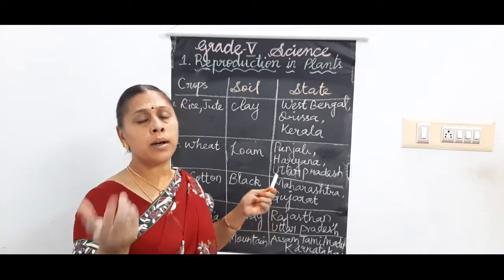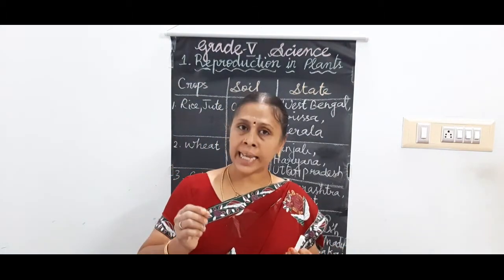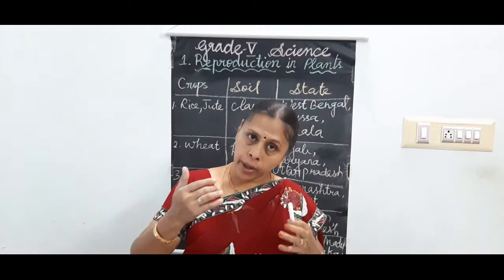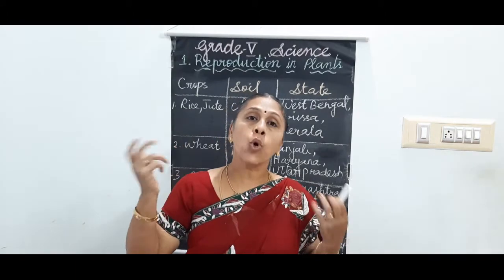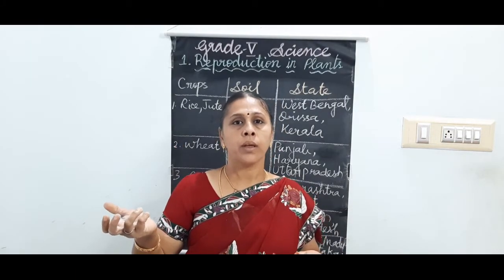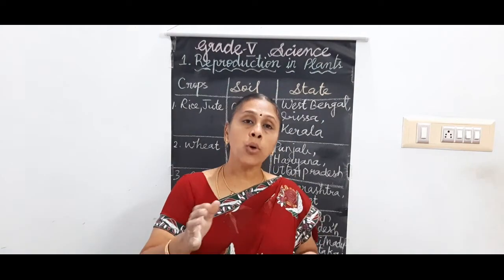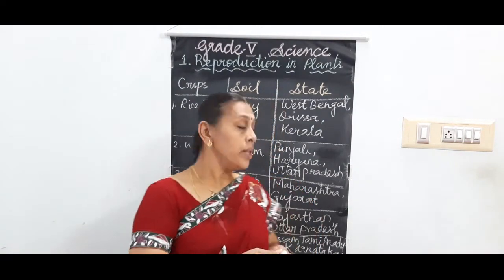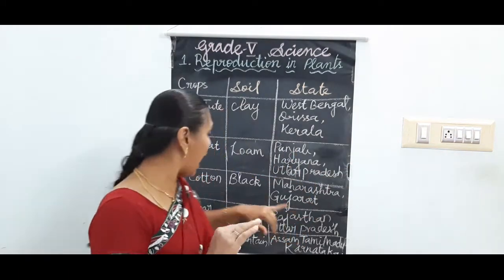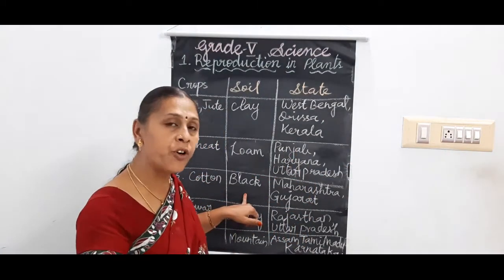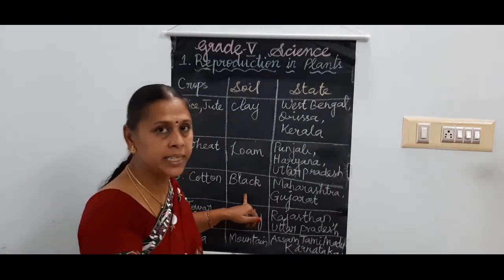So you may ask, will cotton not grow in Tamil Nadu? Not like that. It may grow in Tamil Nadu also. In the Coimbatore region and all, it will be grown in plenty. But the climate and soil must be suitable, then only it will grow. So in these places, Maharashtra and Gujarat, most of the places have the black soil and the climate for the cotton plant to grow, so they are grown in large quantities there.